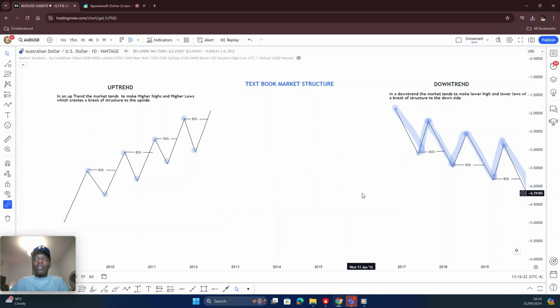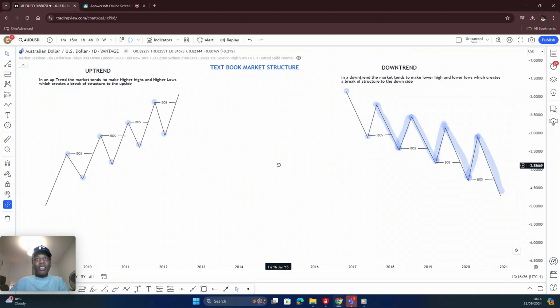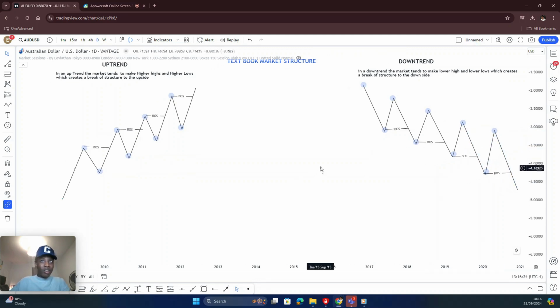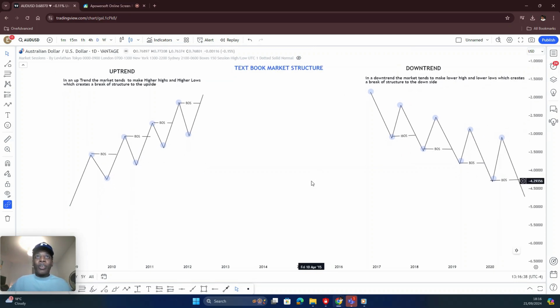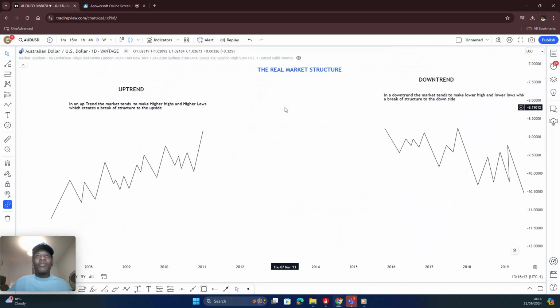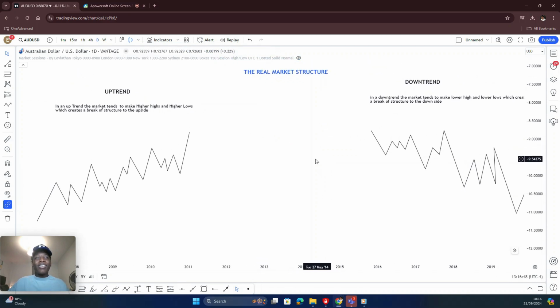So this is literally your textbook format. As you can see, it's relatively easy, relatively straightforward. Nothing too techy with this one, because this textbook example is easy to see and easy to understand. But in reality, if we scroll down here, this is the real market structure. This is the reality of it.